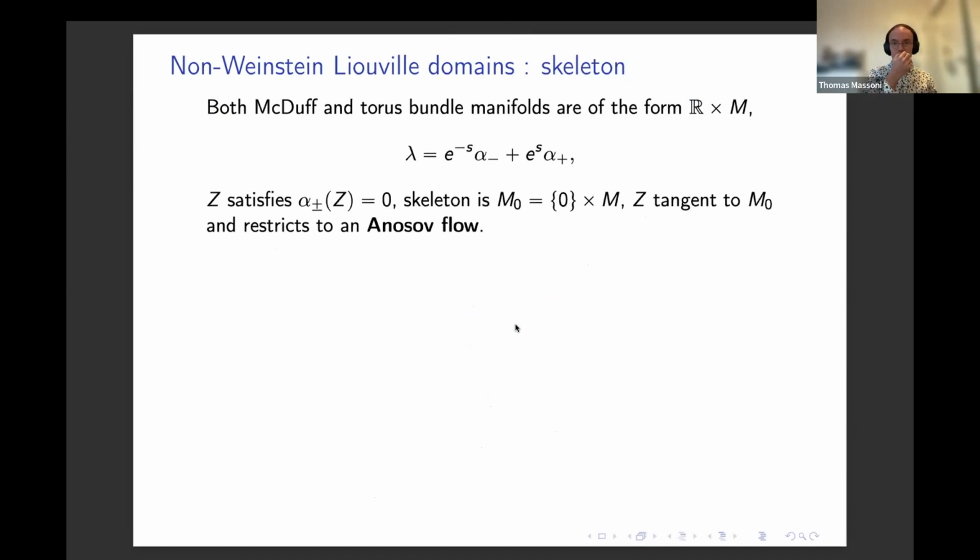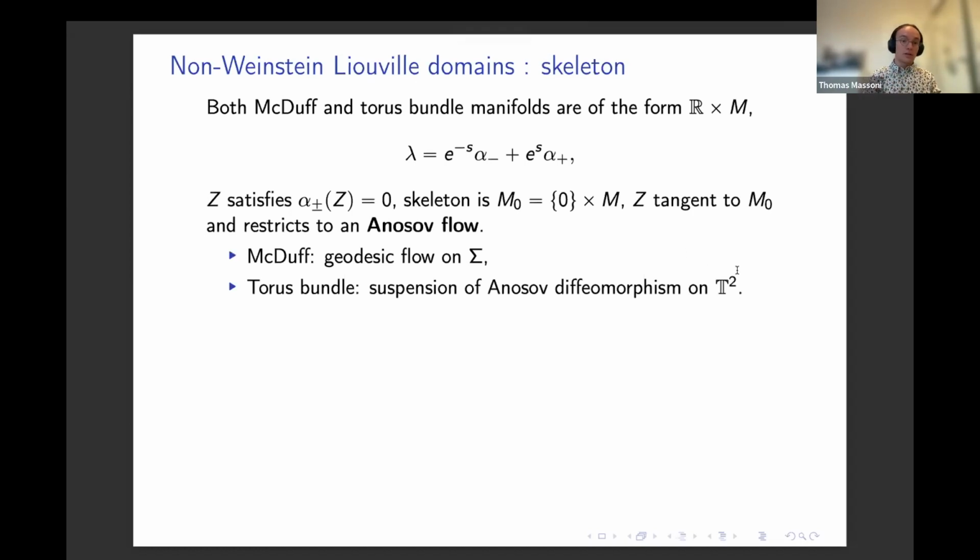But both of these examples actually can be written as follows. We can write the Liouville form as this kind of exponential interpolation of alpha minus and alpha plus, where e^s alpha plus is a symplectization of alpha plus, and e^(-s) alpha minus is the negative symplectization of alpha minus. So in some sense, we're gluing two symplectizations together, but in the wrong way. And the Liouville vector field is in the kernel of both alpha plus and alpha minus. It's possible to do some computation and see that the skeleton is exactly at 0 cross M, and the Liouville vector field is tangent to this M0, and it restricts to a flow that is an Anosov flow.